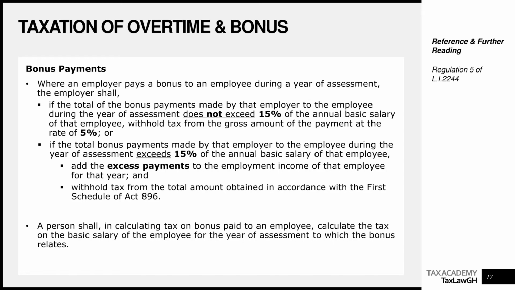So remember, for bonus, always determine 15% of annual basic salary, then compare the amount paid to that 15% of annual basic salary. If it is less than 15%, withhold tax from that at 5%. If it is more, withhold tax from the 15% portion at 5%, and then add the excess to the employment income and tax it accordingly, right? Okay, so we are saying the person shall, in calculating tax on bonus, calculate the tax on the basic salary of the employee for the year of assessment to which the bonus relates.